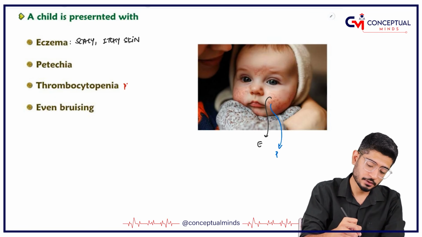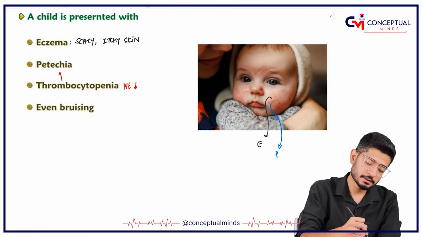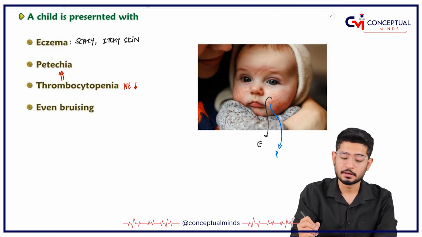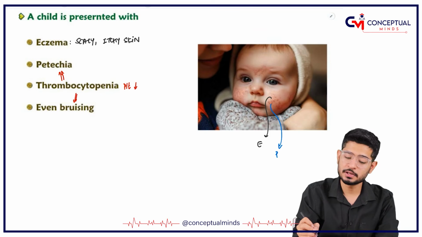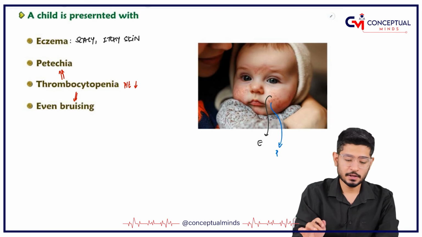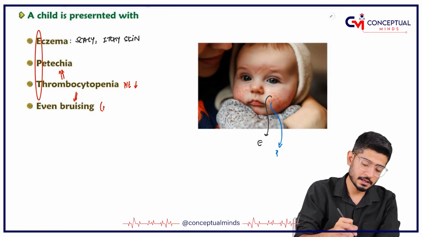There will be thrombocytopenia, so the platelet count is decreased, and of course that's also one of the reasons for petechial hemorrhages. That's also one of the reasons for easy bruising. So just three things you have to remember, and this is the important thing: easy bruising, or you can say even the rash is going to happen.